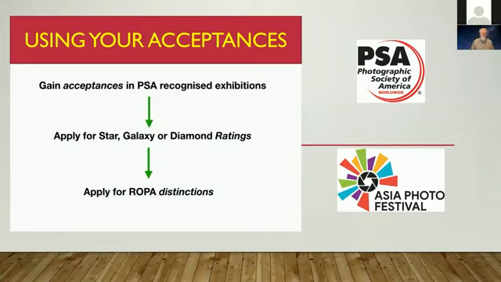So once you've gained the acceptances, that's when you apply for the star ratings, and the star rating system actually has three levels to it. There are stars and galaxies and diamond ratings. And basically these are just different ways of acknowledging the acceptances that you've received. And the full details of that are explained on the PSA website. Now, once you have enough acceptances approved through the star rating system, then you apply online for a ROPA distinction.